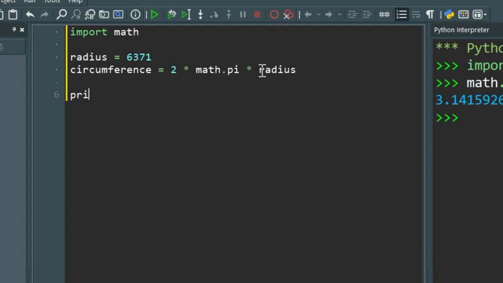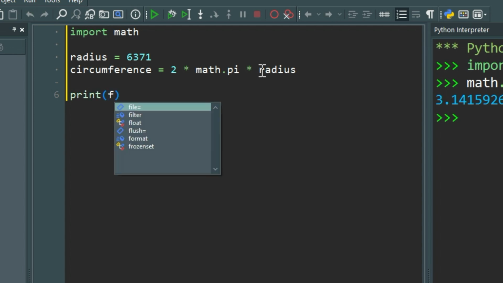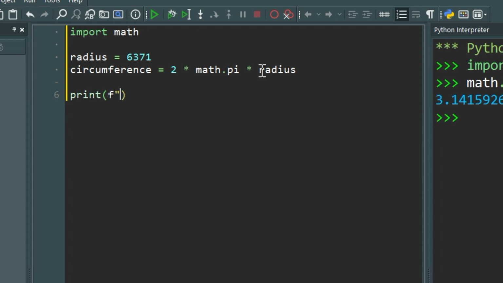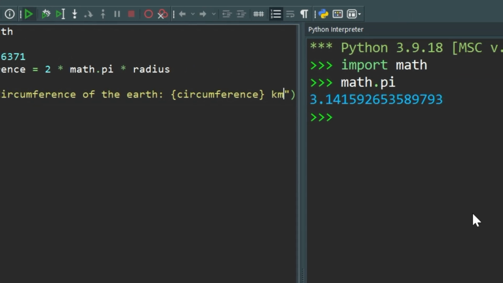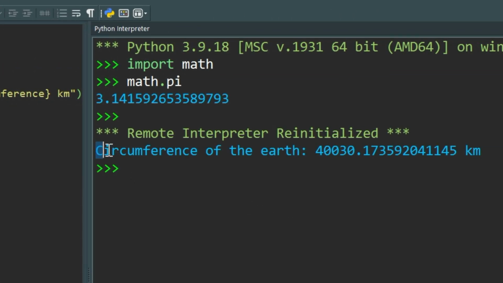And we want to print, we'll use string formatting, circumference of the Earth, and we'll put in our circumference variable and follow that with km for kilometers. Now when I run, we can see circumference of the Earth is around 40,000 kilometers.